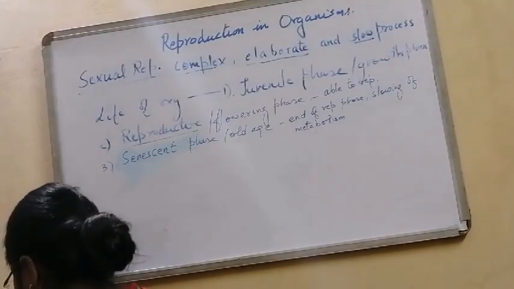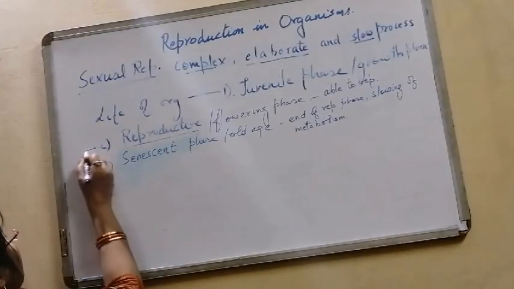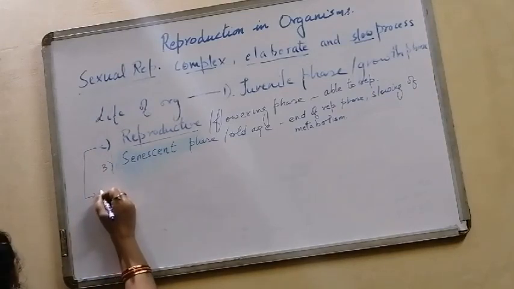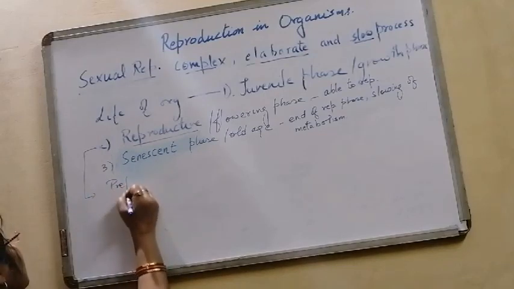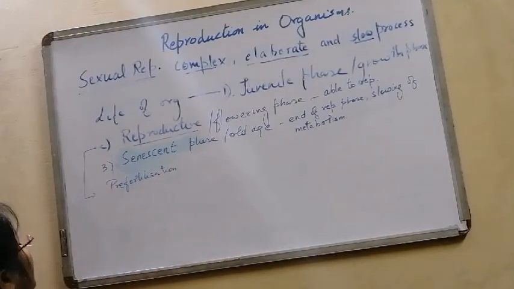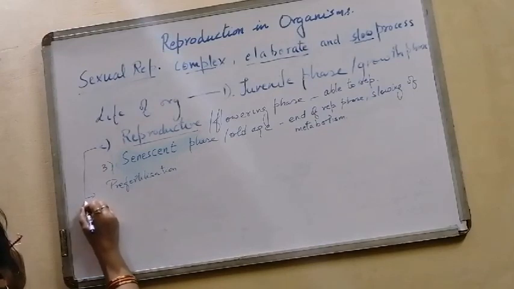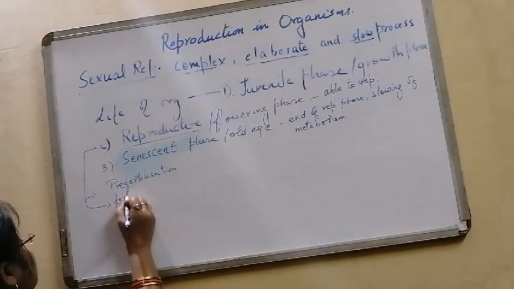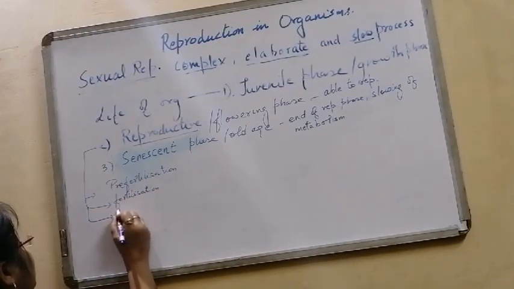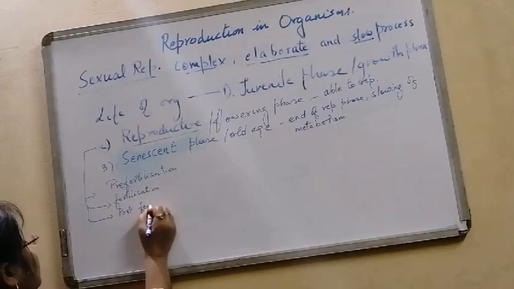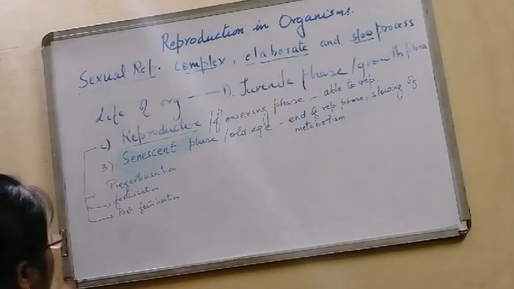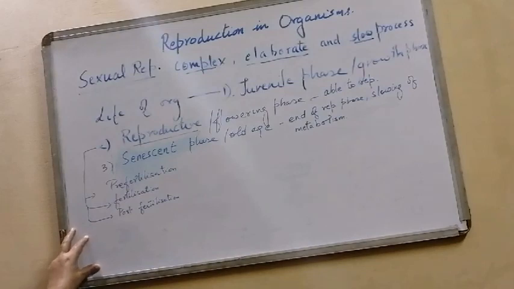Moving to this reproductive phase, it can be further divided into pre-fertilization, fertilization, and then post-fertilization events. So basically it is divided into these three events.